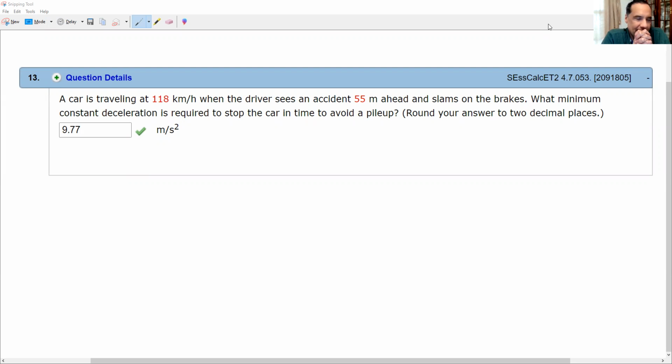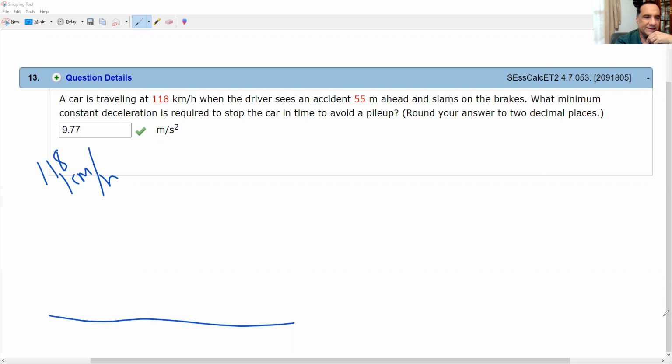This is my question that somebody had a question on from section 4.7. This is about what to do when you have a car going 118 miles an hour. Actually, it's kilometers per hour. We're not in America anymore. We're in Canada. And there's an accident 55 meters ahead and he slams on the brakes. So next thing you know, the velocity goes down to 0.